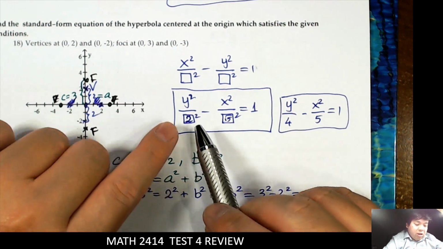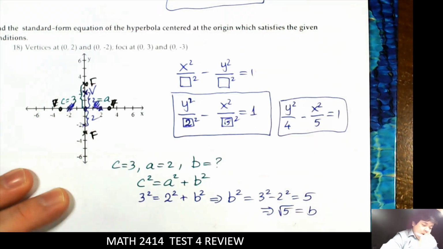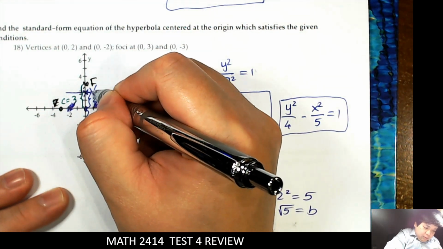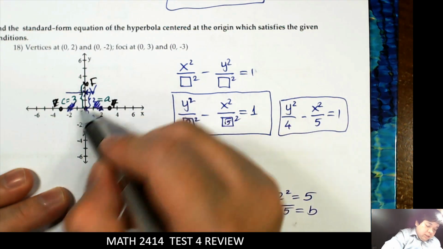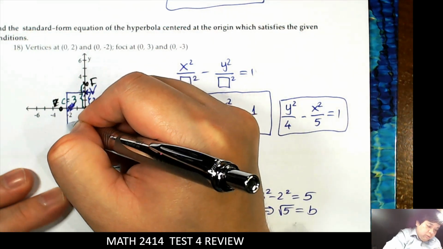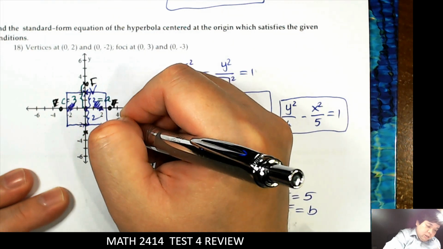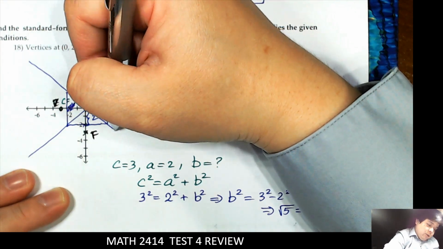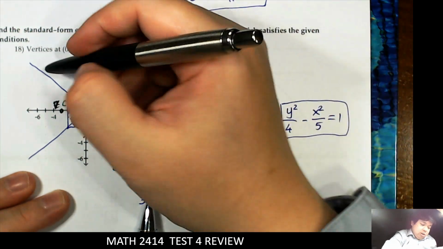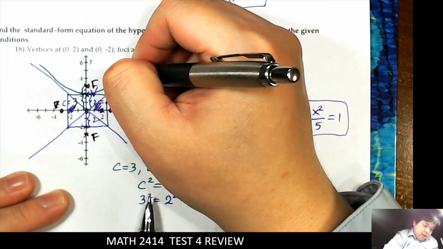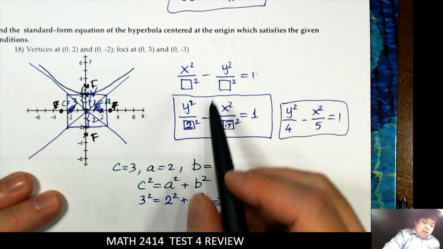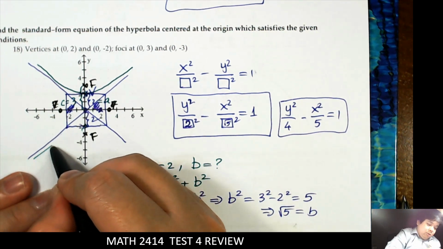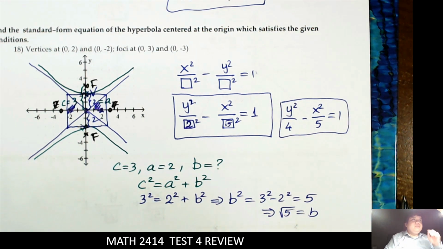So y squared minus x squared is going to be a vertical hyperbola. If we want to graph it, we go up and down 2 units, left and right square root of 5 units. So we're going to have a little box, and then we draw the diagonals. The diagonals are the asymptotes, and the hyperbola will fit inside. We know that this one is y squared, and it will touch the vertices at those points, so it has to be like that.